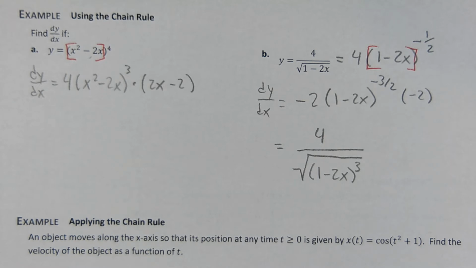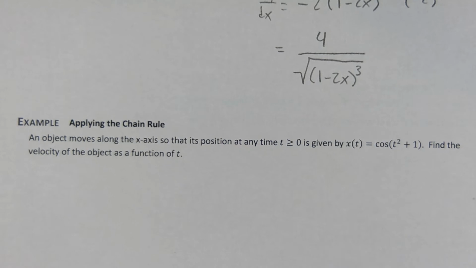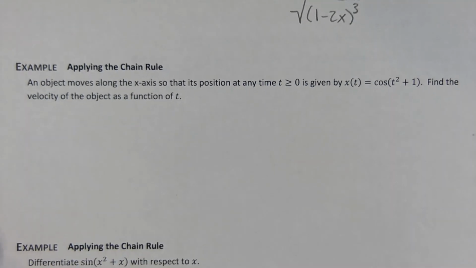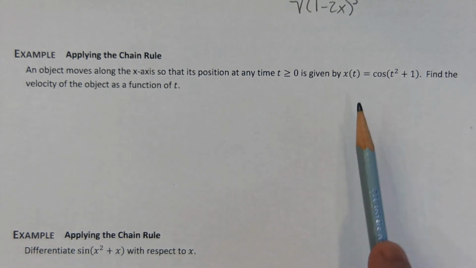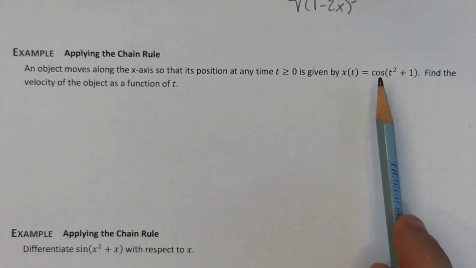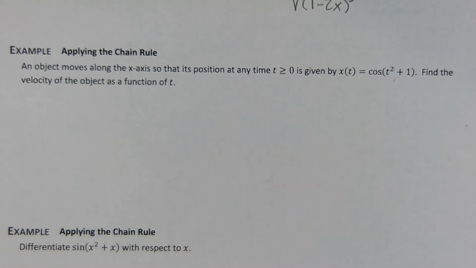So, how about a word problem that has some trig in it? It gives us a chance to review the things that we just did in the last notes. An object moves along the x-axis so that its position at any time greater than or equal to 0, obviously because negative time doesn't make sense, is given by cosine of something. And that something is not just x or t. That means the derivative of the inside matters. It says find the velocity of the object.